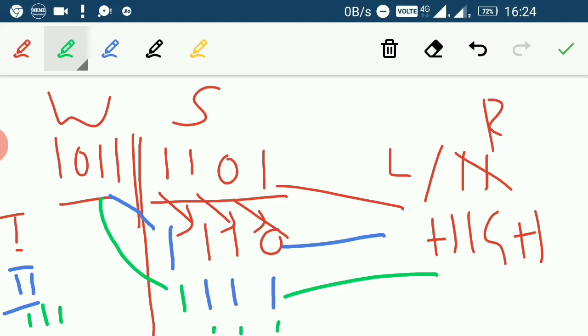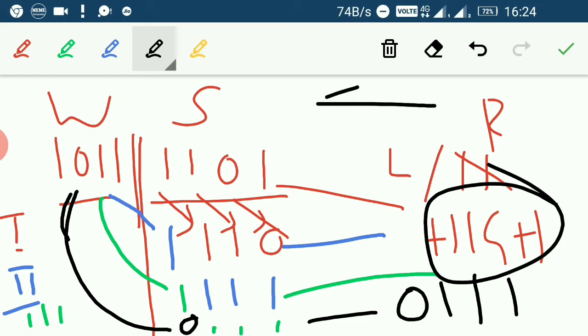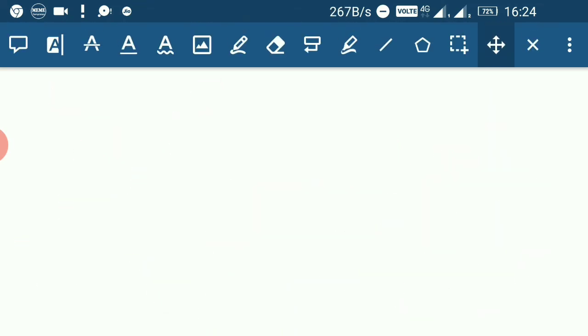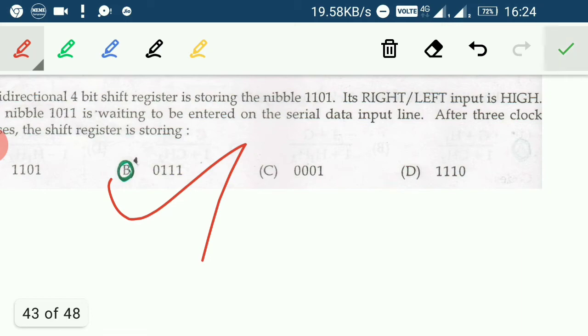and this 0 will come here, right? So after 3 pulses, what we have is 0, 1, 1, 1, 0, 1, that is the answer. Suppose if they give a low signal, we have to move from right to left. Please understand. So option B is the correct answer.